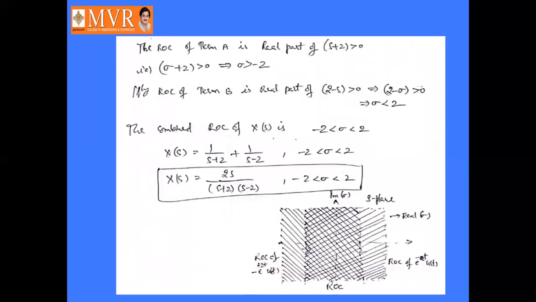So that you get the ROC like this. By solving the Laplace transform, we get X of s is 1 by s plus 2 plus 1 by s minus 2, and here the ROC is in between minus 2 and 2. So first of all, we will draw the ROC for sigma greater than minus 2. This is the first ROC, and next sigma less than 2. This is the second ROC. These two ROCs will intersect in between minus 2 and 2, so that we get the ROC like this.